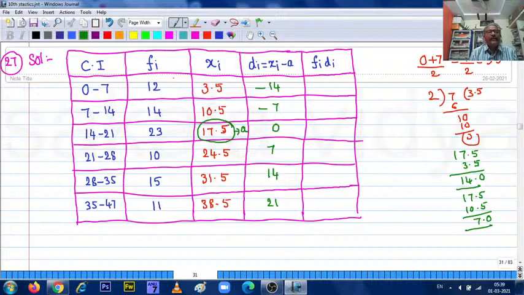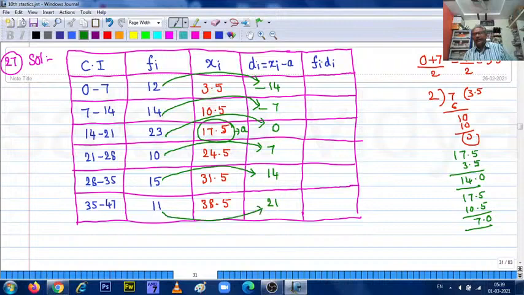What we need to do now is multiply fi with di: 12 into minus 14, 14 into minus 7, 23 into 0, next 10 into 7, 15 into 14 and 11 into 21. That is called fi di, we need to find out.